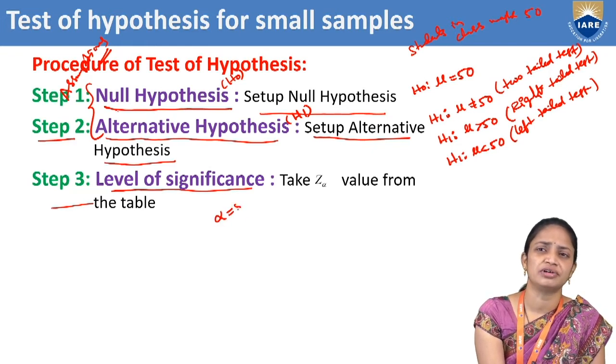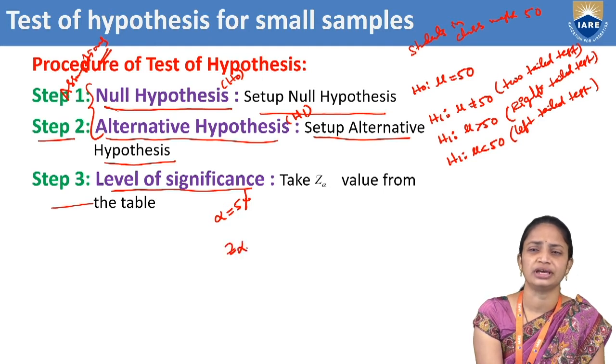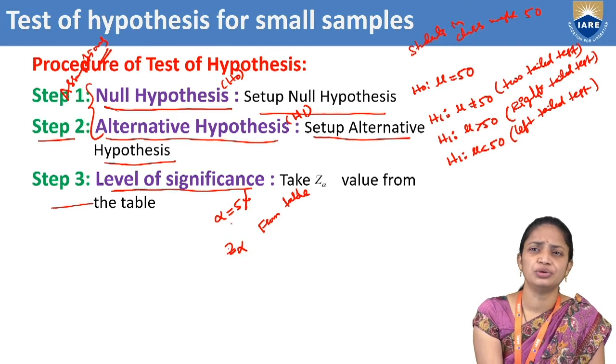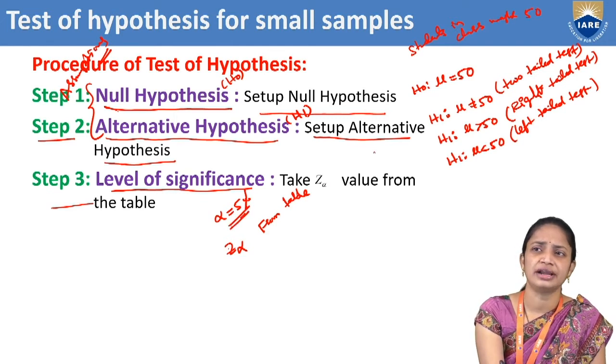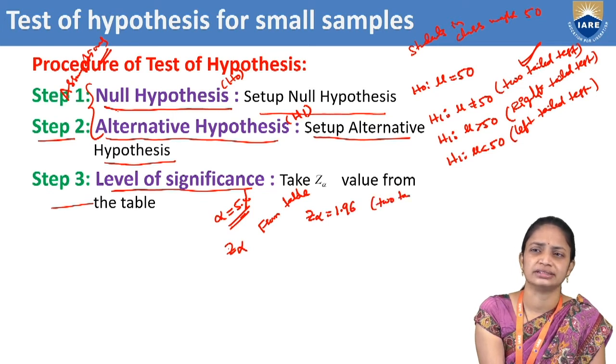So let us consider alpha equal to 5%, then we need to take the Z alpha value from the table. But how to take the Z alpha value from the table? By using alpha. If alpha equal to 5% in a two-tailed test, then Z alpha is 1.96. So this is in a two-tailed test.